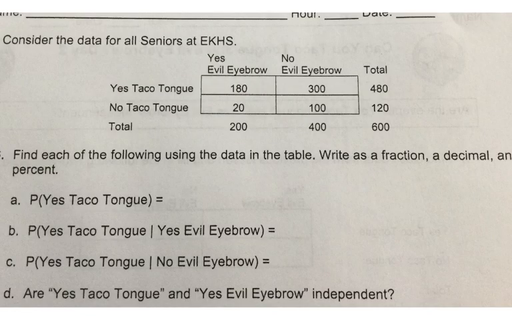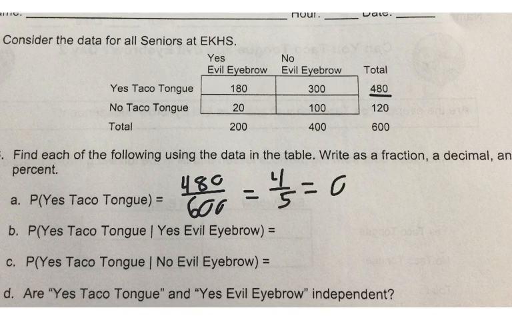Okay, so when I look at A, are we ready to go over these? What did y'all get for the probability that a person chosen at random can taco tongue? 80%. Well, what fraction did you get? Let's start with the fraction. 480 over 600. So the people that can taco tongue is 480 out of 600 total. Right? This is the total people who said yes to taco tongue. You guys understand that? I'm looking at this whole row. There's 480 in that row out of 600, so this fraction will reduce to 4/5, which is 0.8, which is 80%. Right, depending on how you want it written. Fraction, decimal, or percentage.